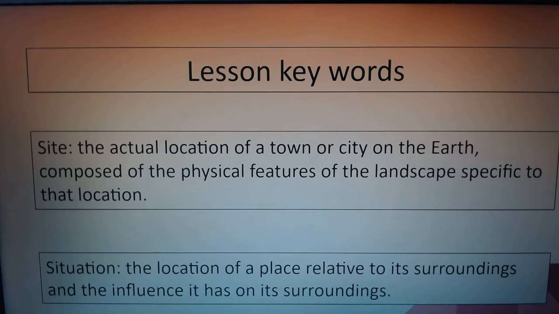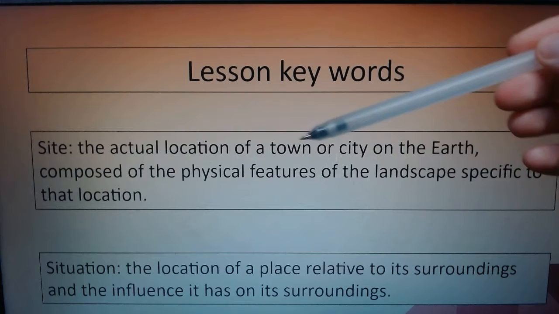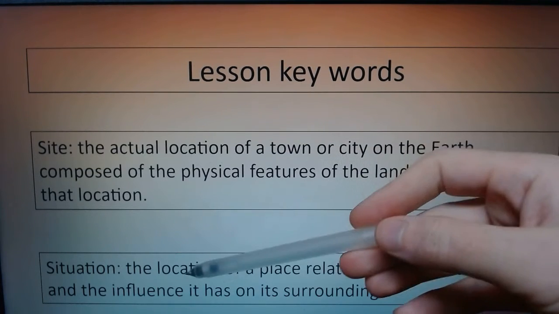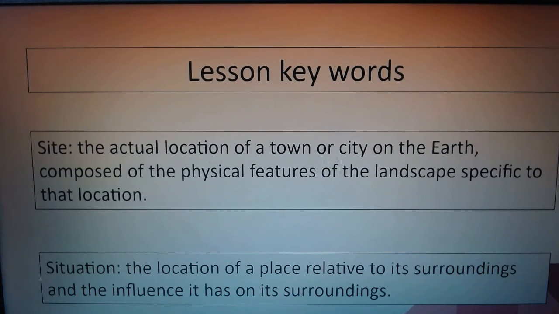The situation of a settlement then is the location of a place relative to its surroundings and the influence it has on its surroundings. So this is a little bit different. The site is all about the natural features, whilst the situation is a little bit more about the human aspects.